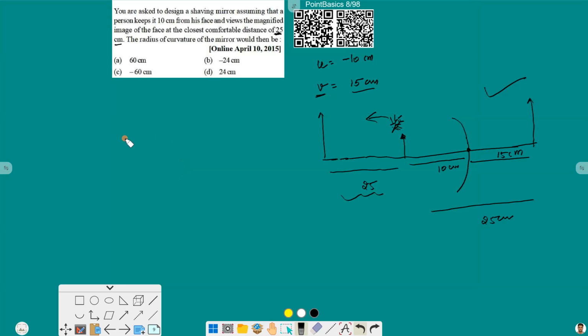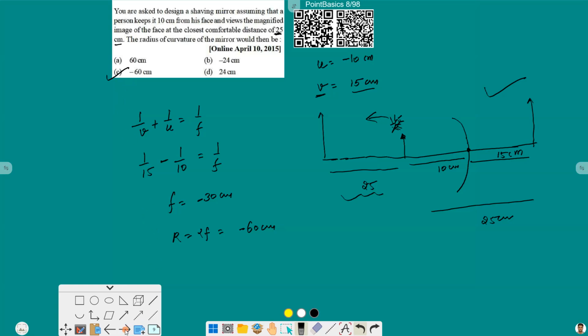So here we can now use the mirror formula, 1 by v is equal to 1 by u plus 1 by f. Now 1 by v will be 1 by 15 minus 1 by 10, which will give us 1 by f, and from this we will get f is equal to minus 30 centimeter. From that we will further get the radius of curvature, which is twice of f, that will be minus 60 centimeter, and that is option C here.